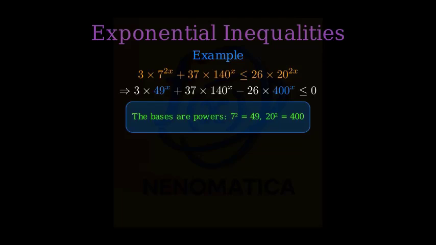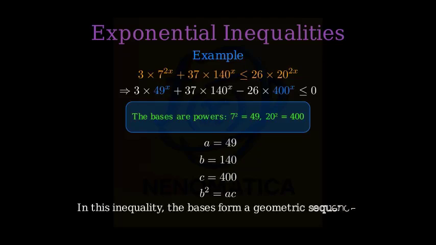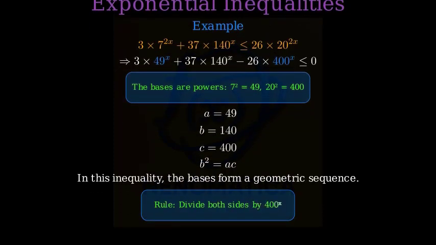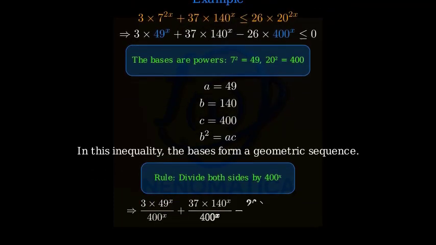Now, let's identify the coefficients in our quadratic-like expression. We can see that a equals 49, b equals 140, and c equals 400. Let's continue by dividing both sides of the inequality by 400 to the power of x. This gives us 3 times 49 to the power of x divided by 400 to the power of x, plus 37 times 140 to the power of x divided by 400 to the power of x, minus 26 times 400 to the power of x divided by 400 to the power of x, is less than or equal to 0.